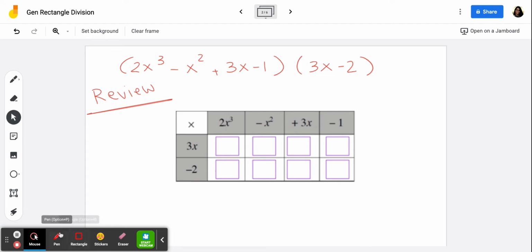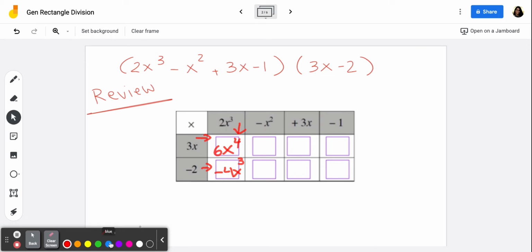So if you haven't already, pause it, write this question down, and I already created my generic rectangle. So 2x cubed minus x squared plus 3x minus 1 is at the top, 3x minus 2 is on the side, and then all I'm going to do is multiply. Like you guys know, you multiply this and this to make 6x to the 4th. 2 times 3 is 6, x cubed times x to the 1st is 6x 4th. Okay, and then I'm going to multiply this and this one. So 2 times negative 2 is negative 4x cubed.